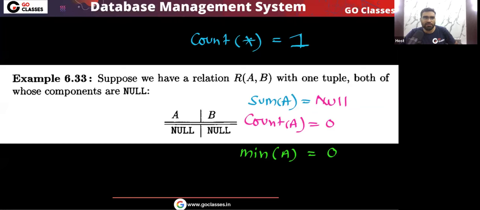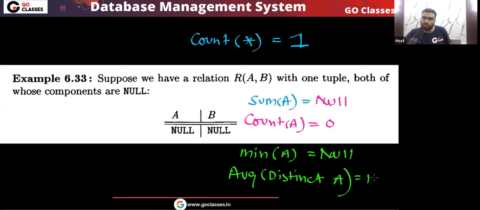Okay, now you tell me what is min of A. That will be null. Min of A will be null. Okay, now you tell me what is AVG of distinct A. That also will be null. I hope all these points are clear to everyone, right?